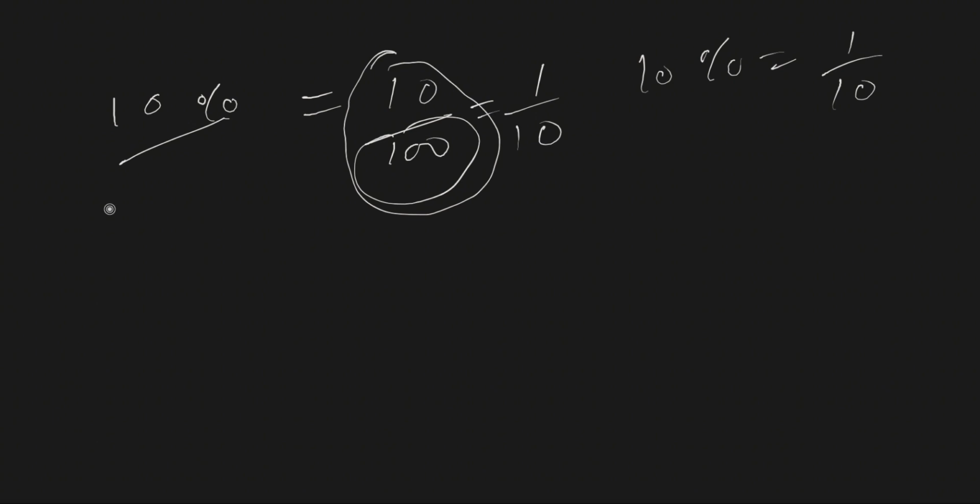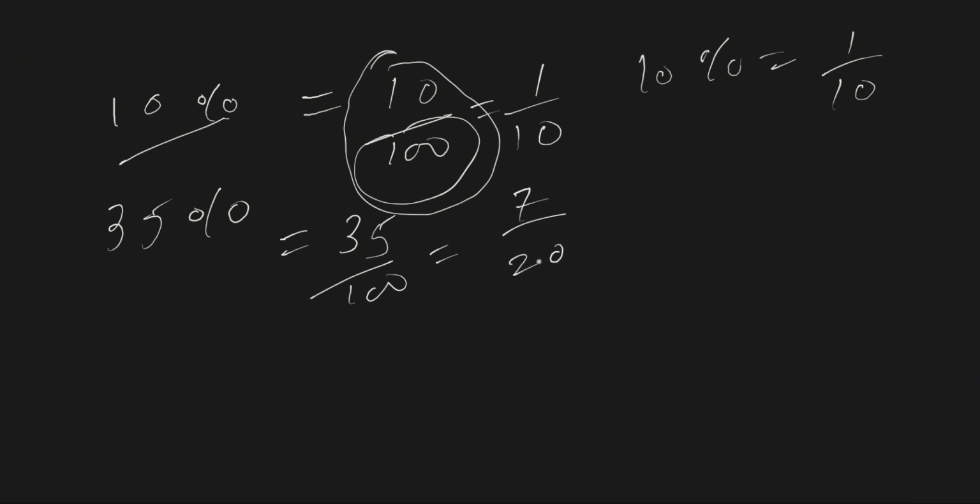Let's do a tricky one, say 35%. In terms of a fraction, it would be 35 divided by 100. If you want to further simplify this, it would be 7 over 20. How I'm doing this: 35 is divisible by 5 and 100 is also divisible by 5. So 5 times 7 is 35 and 5 times 20 is 100. So this is the fraction form of 35%.